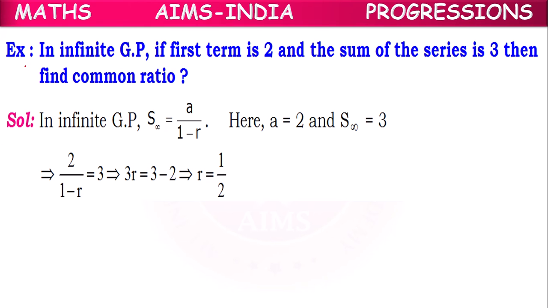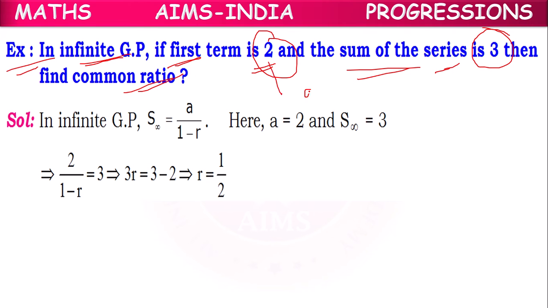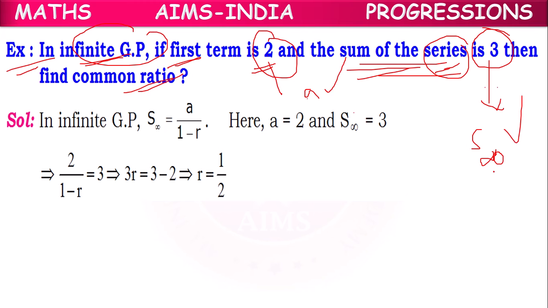Next one. In an infinite GP, if the first term is 2 and the sum of the series is 3, then what is the common ratio? They have given the first term, a value is 2, and the sum of the series, an infinite GP, means S infinity, the value of S infinity is 3. They have given the a value and the S infinity value.